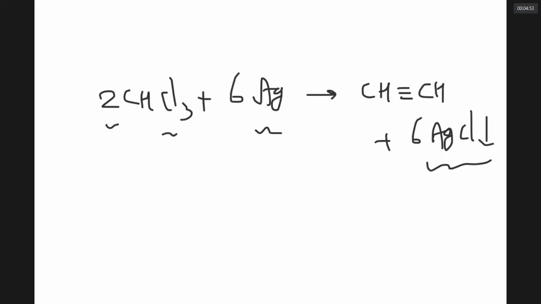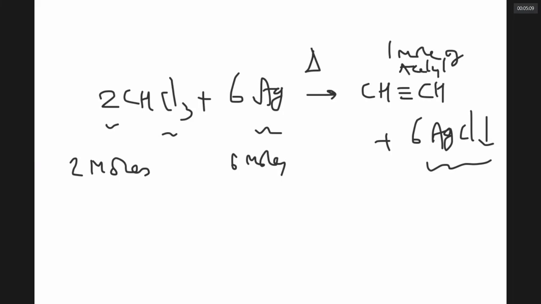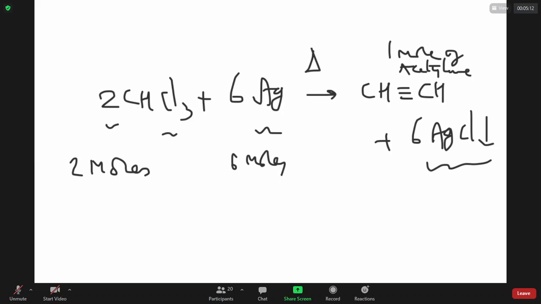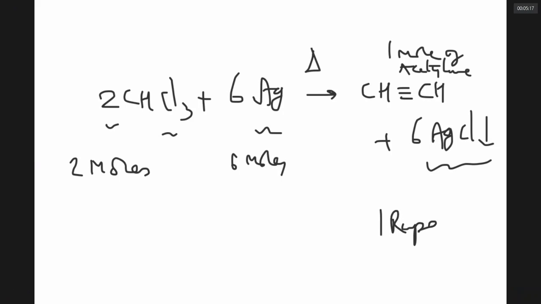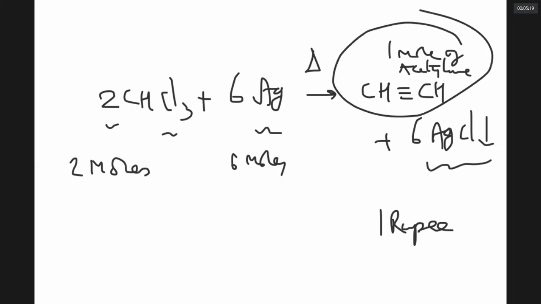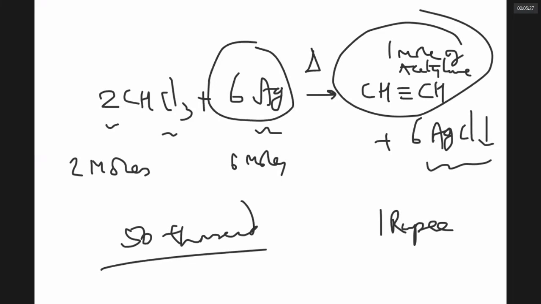It means if you take 2 moles of chloroform and 6 moles of silver and heat them, you get 1 mole of, what is this compound, sir? Acetylene. It means you have to spend roughly 50,000 rupees to get 1 rupee worth of acetylene. If you are very crazy, you can use this method. Silver is very costly. Yes, sir. So anyway, but you get very pure acetylene.